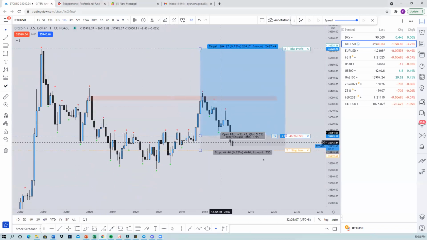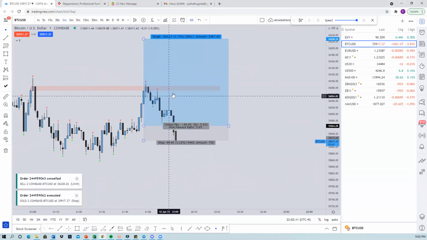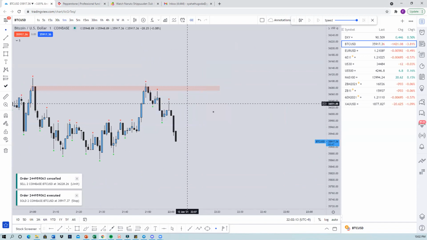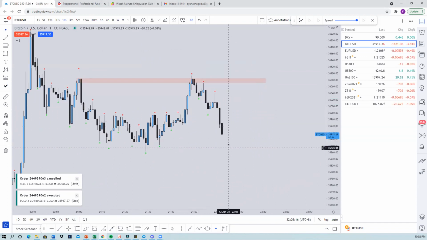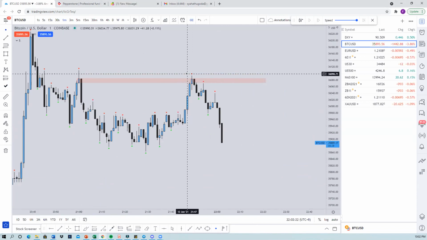So yeah, I think Bitcoin was a wrong move. It is what it is. Okay. All right. So that's basically why I go for the small targets.